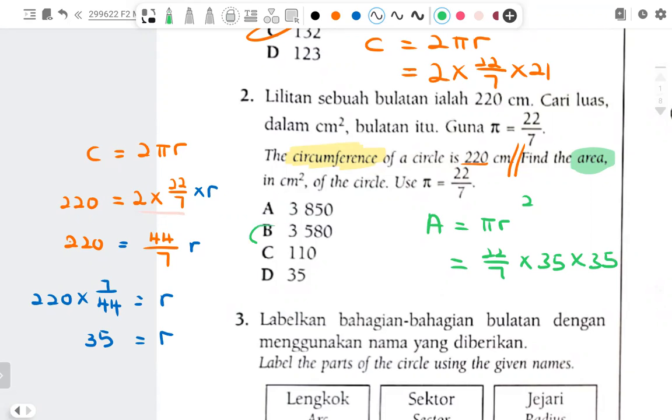Okay, yes, it's B. Let me double check. 22 over 7 times 35 times 35. Oh, 3,850, yeah, A, okay. Accident. Okay, too fast already, too fast.